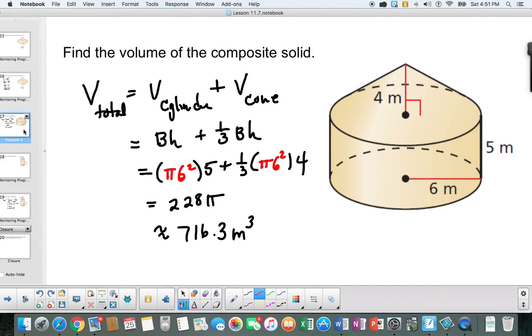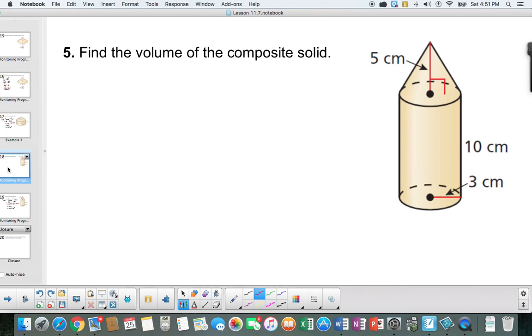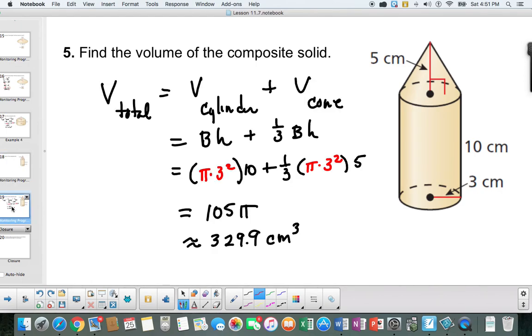What about composite solids? This is made up of a cylinder and a cone, so I'm going to get to use both of those formulas. They both have the same area of the base, so that's nice. And then here's my exact answer, and here's my approximation. Your turn. Stop the screencast and see what you can do. And here is the answer.